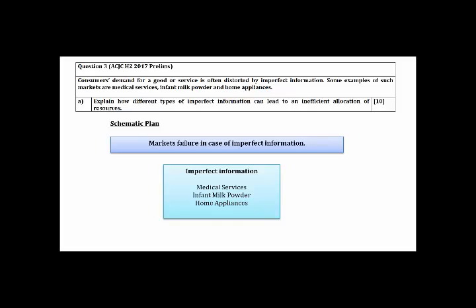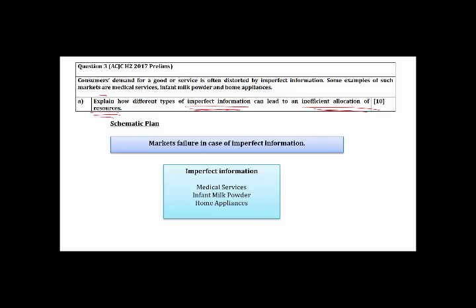So today we are looking at market failure part 2, essay question 3. The question that is being posed to us is as follows. Explain how the different types of imperfect information can lead to inefficient allocation of resources. So today we are going to look at imperfect information.